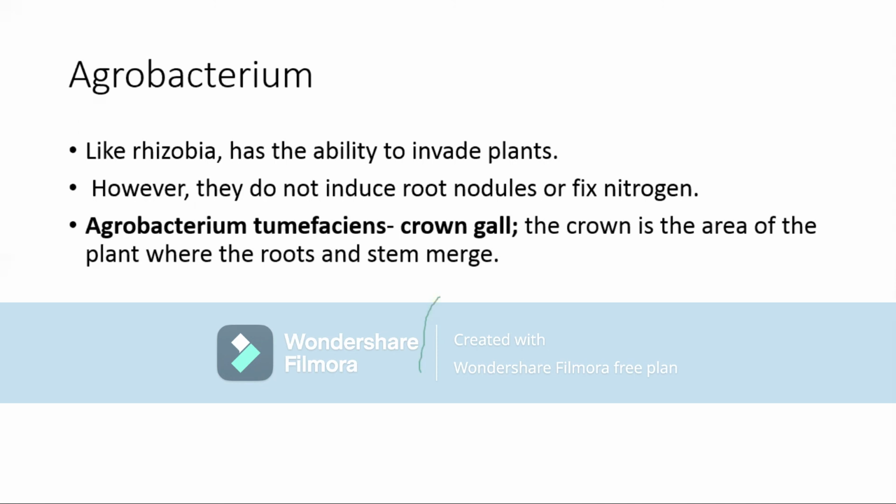The member of the species responsible for causing crown gall disease is Agrobacterium tumefaciens, and the crown is that area where the roots and stem merge, basically just above the surface. Wherever it infects, it forms a gall, a swollen part, right? So that's why it's called crown gall disease.